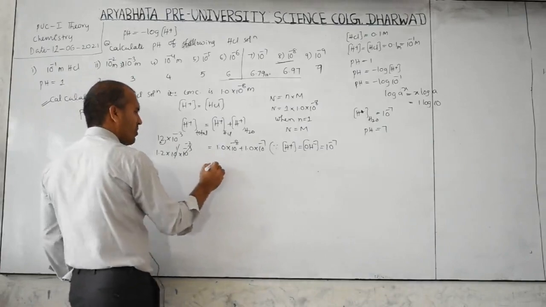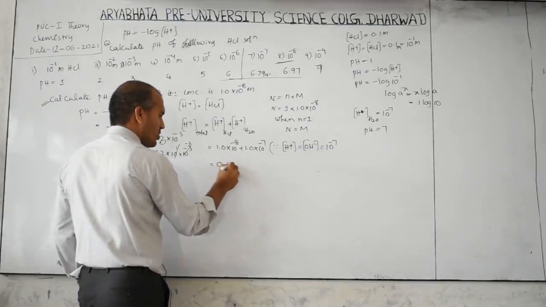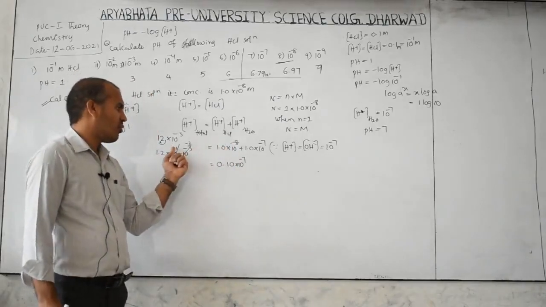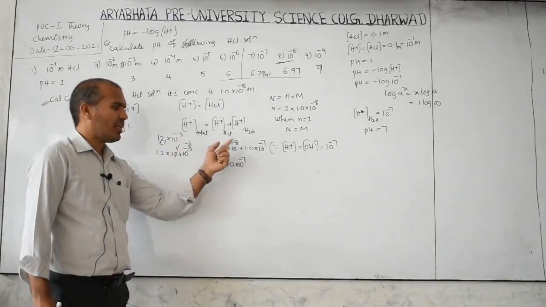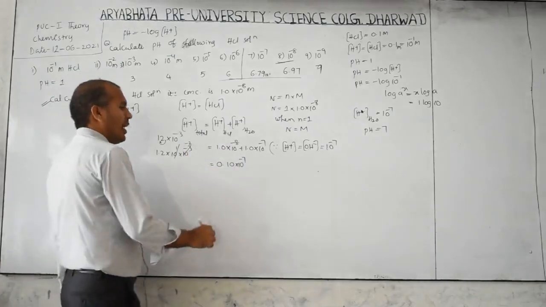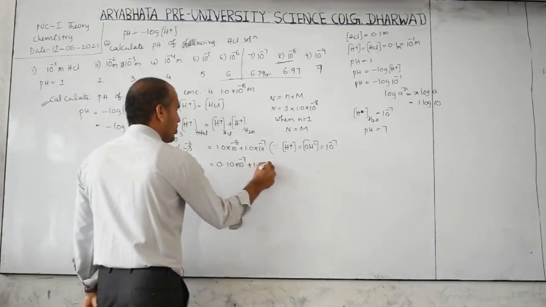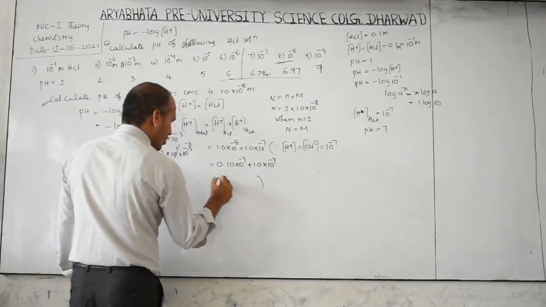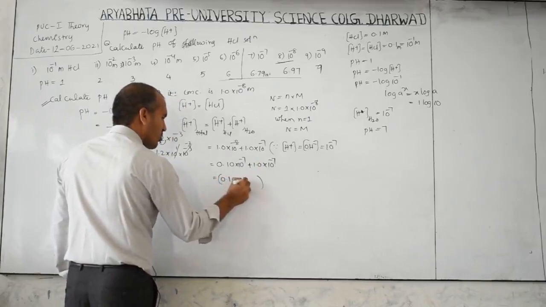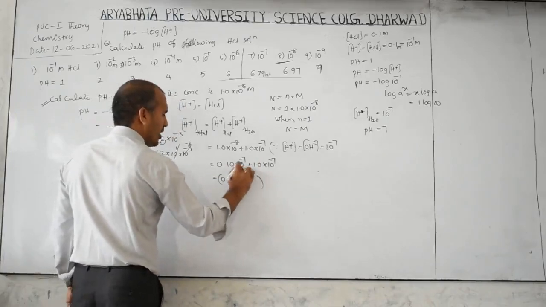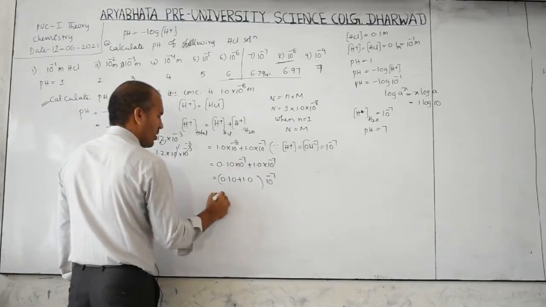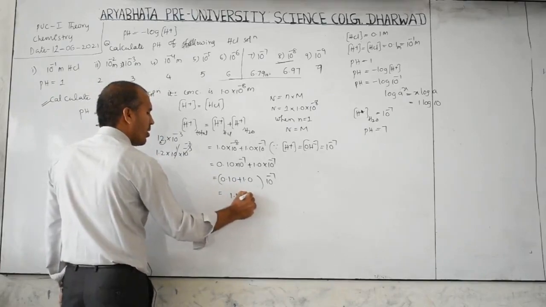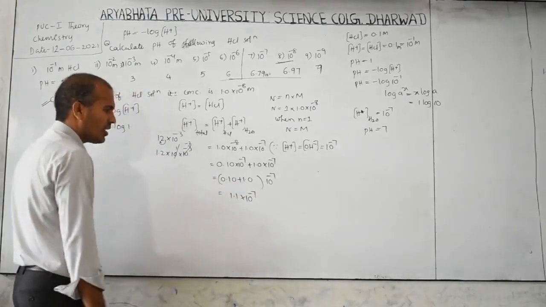So here, when the point is shifted back, it is 0.10 into 10 power minus 8. Then minus 8 plus 1 comes, the 1 cancels, and minus 7 is left, plus 1 into 10 power minus 7. Now the power is the same. Taking 10 power minus 7 common, 1 plus 0.1 is 1.1 into 10 power minus 7. This is clear, I hope.